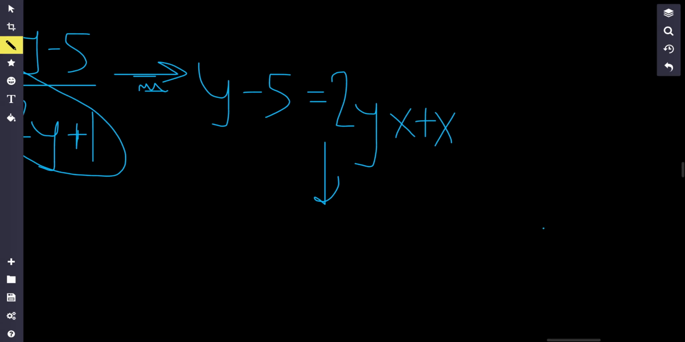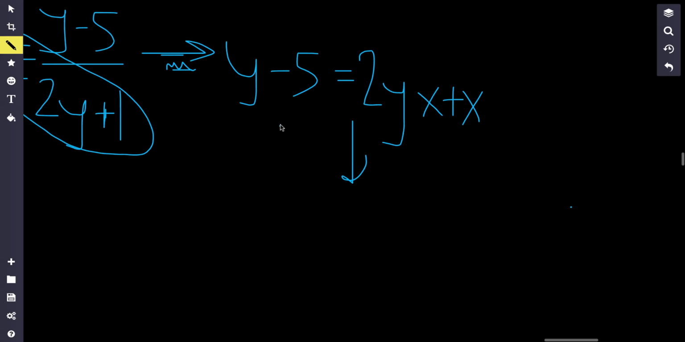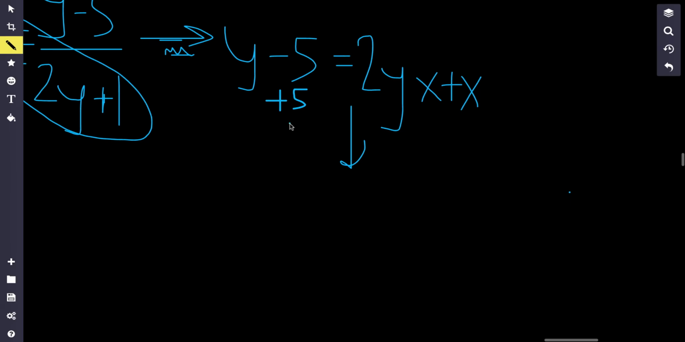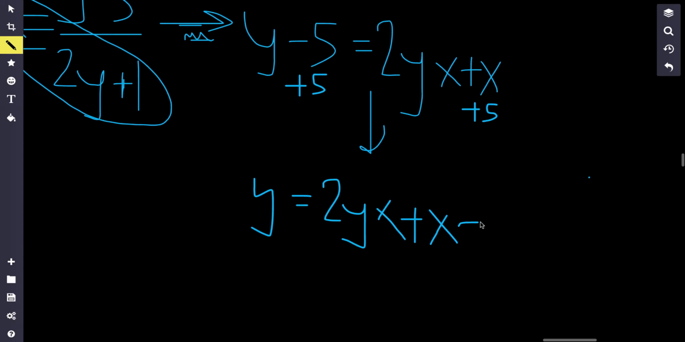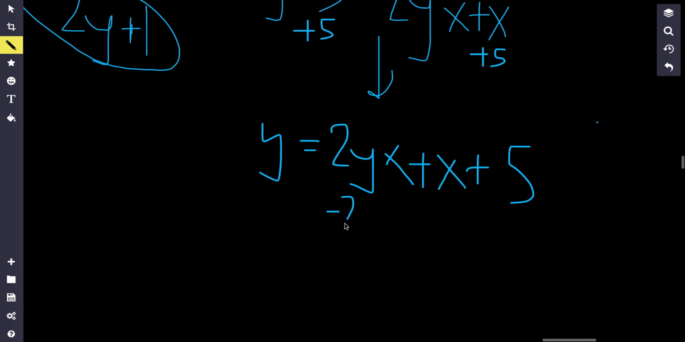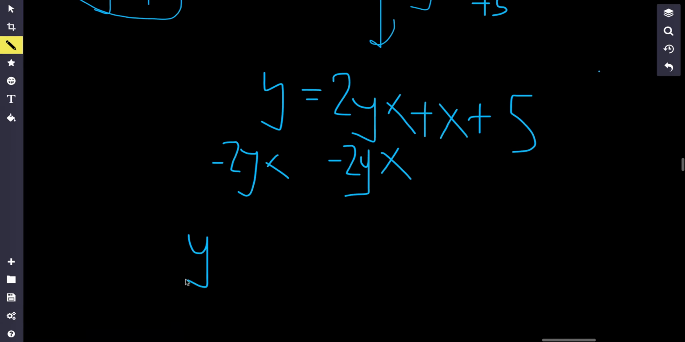Now what I'm going to do is move all the y's to one side and all the non-y's to the other side. So what I can do now is add 5 to both sides. So I get y is equal to 2yx plus x plus 5. Now I'm just going to subtract 2yx from both sides. So I get y minus 2yx is equal to x plus 5.